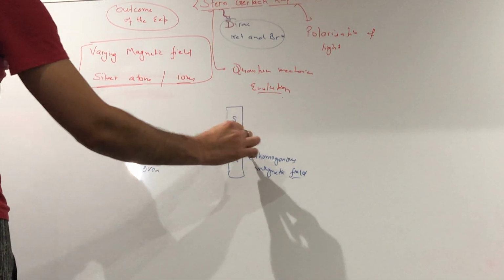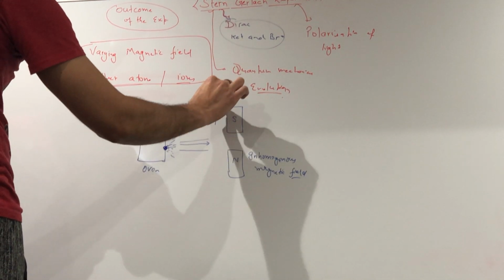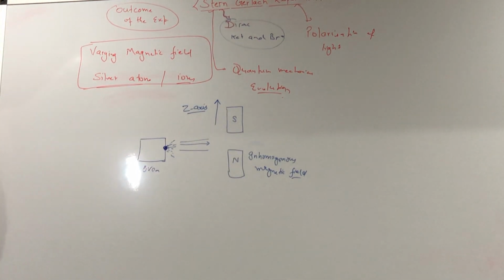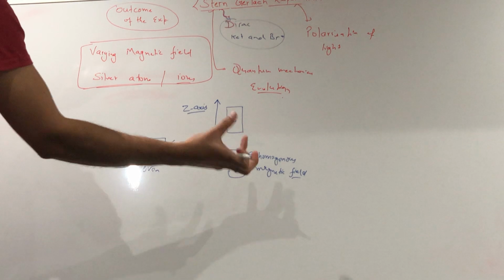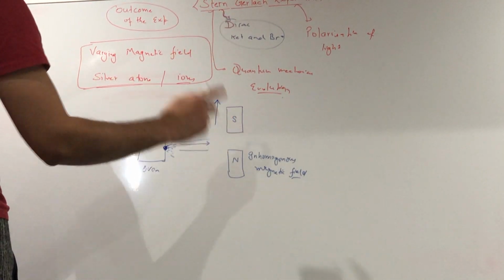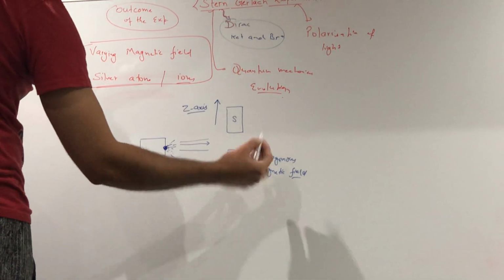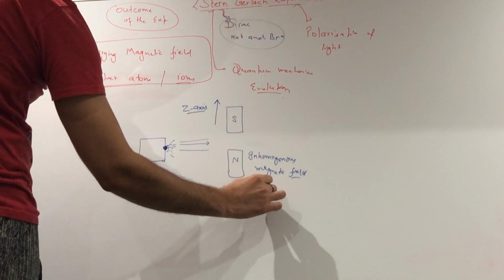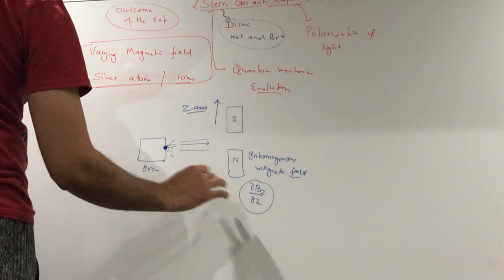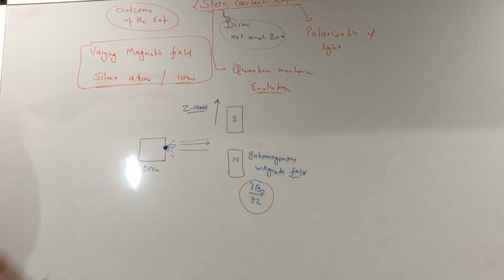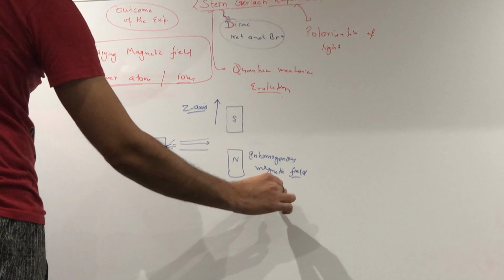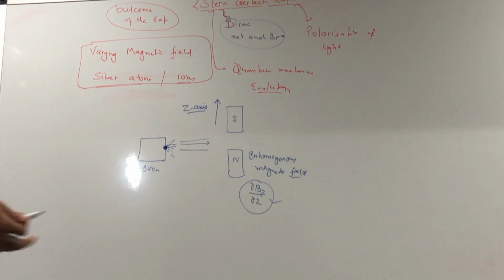This magnetic field is applied along the z-axis. Inhomogeneous means it is changing along the z-axis, but that change is constant. That means ∂Bz/∂z is constant, and the other factors are zero. This is the use of the inhomogeneous field, and why we use this field can be explained mathematically as well.